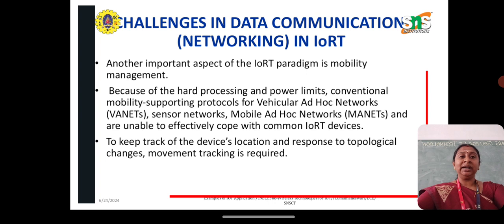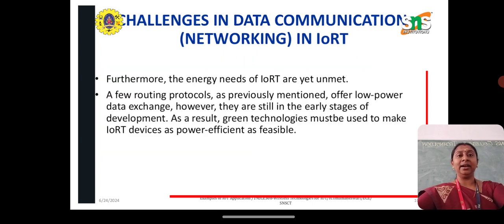Then another important aspect of the IoT paradigm is mobility management. Because of processing and power limits, conventional mobility supporting protocols for vehicular ad hoc networks, that is VANETs, sensor networks, and mobile ad hoc networks, are unable to effectively cope with common IoT devices. To keep track of the device's location and respond to topological changes, movement tracking is required.